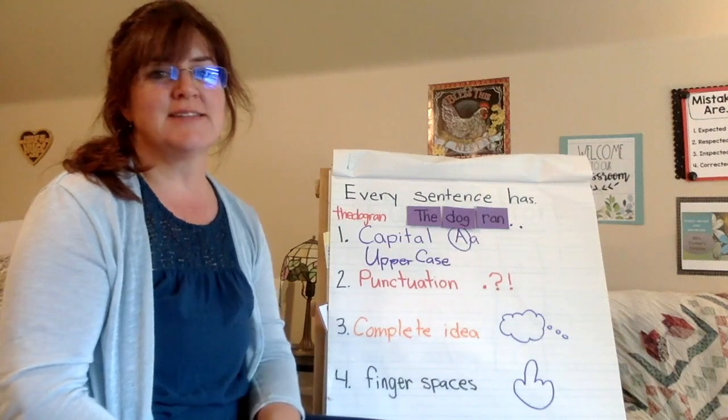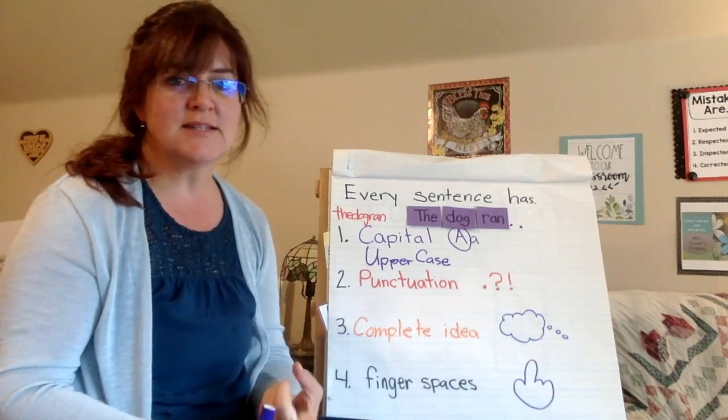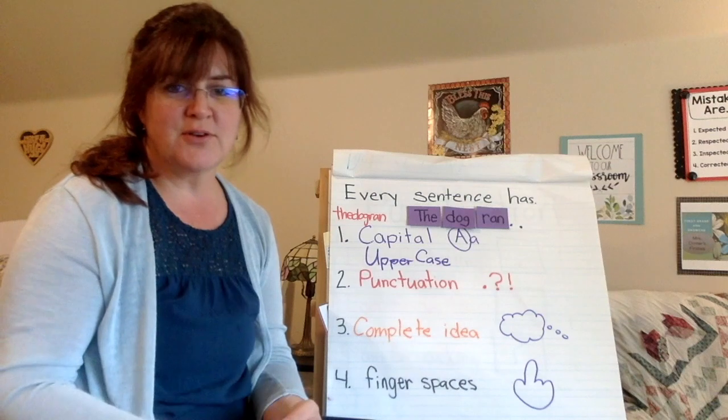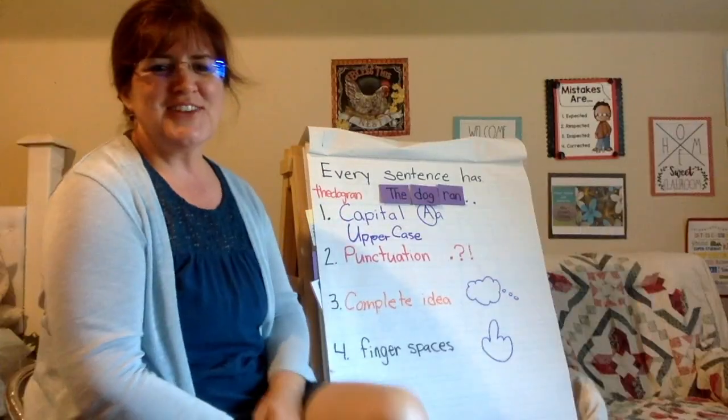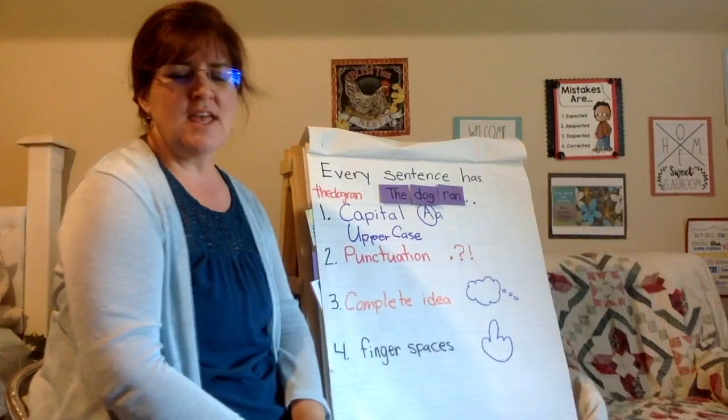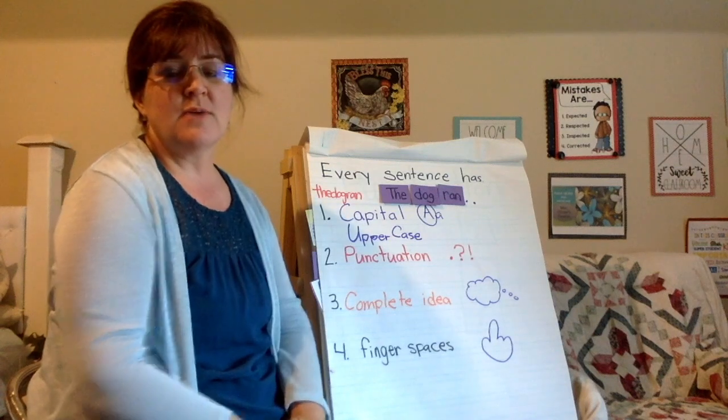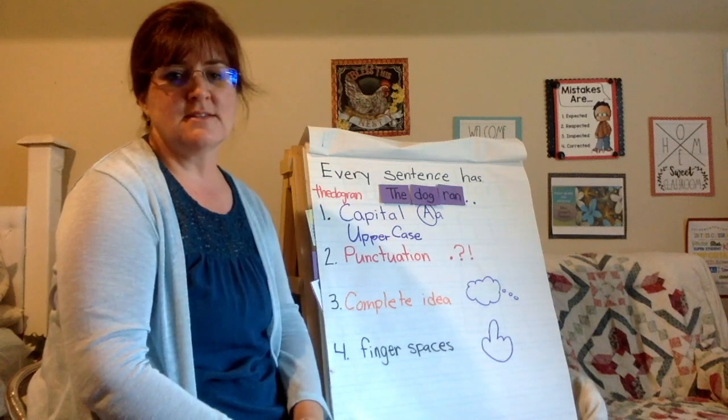So our I can statement today is I can write a complete sentence with a noun, a verb, and a describing word. Hello, first graders. I'm so happy to see you today. Today we are going to be talking about how to use creative writing with a sentence.